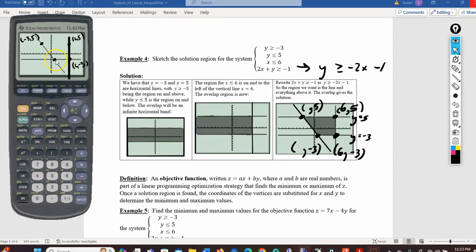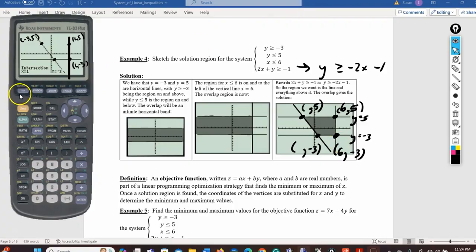Now I want that intersection point there. Those are the only 2 lines I have showing. So second trace, down to intersect, and move the cursor to the right. Yep, enter. Second curve, enter again. And you want me to guess? Yes, I do. And it's telling me 1, -3.